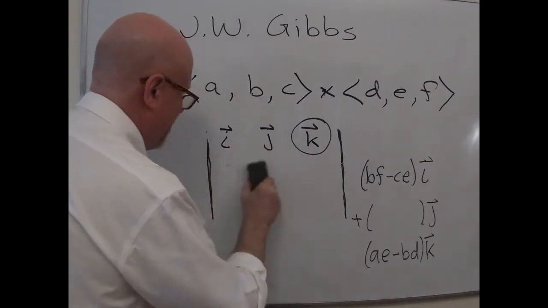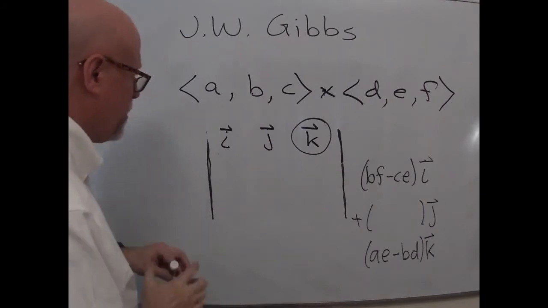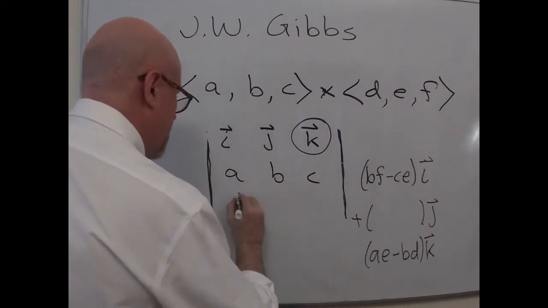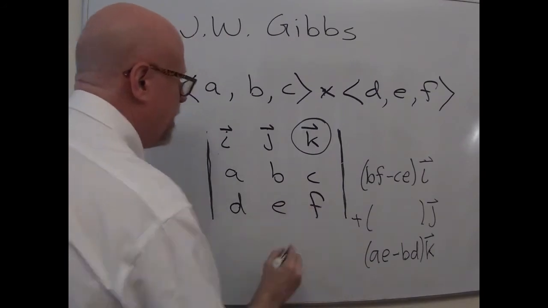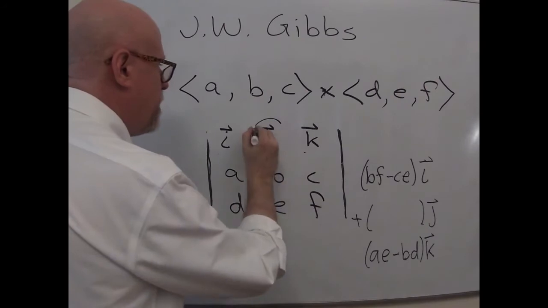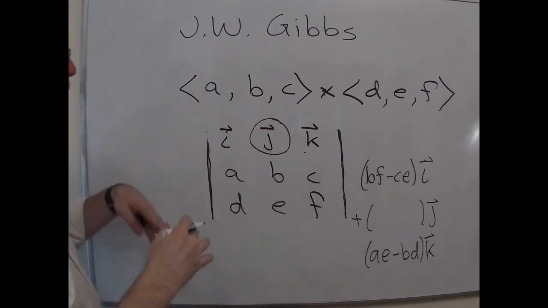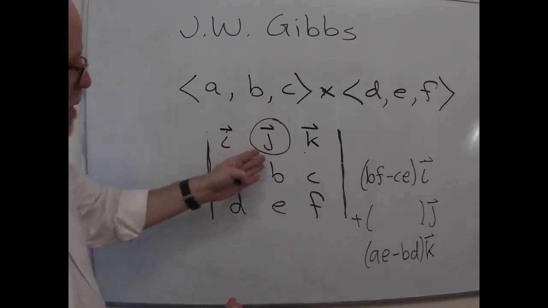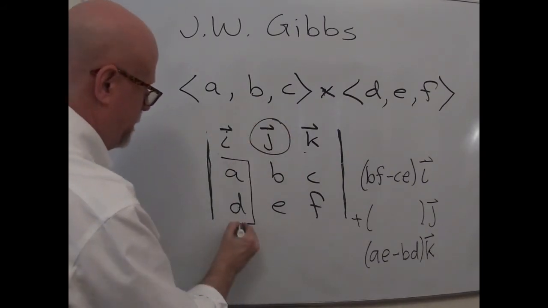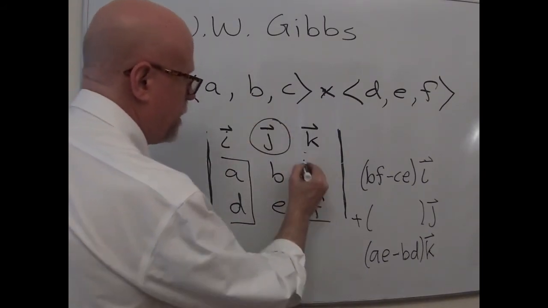Let me just get it to look right. This row was A, B, and C. This row was D, E, and F. And if I was interested in the stuff that goes with J, it's supposed to be everything except that row and column, right? So it's these things and these things.